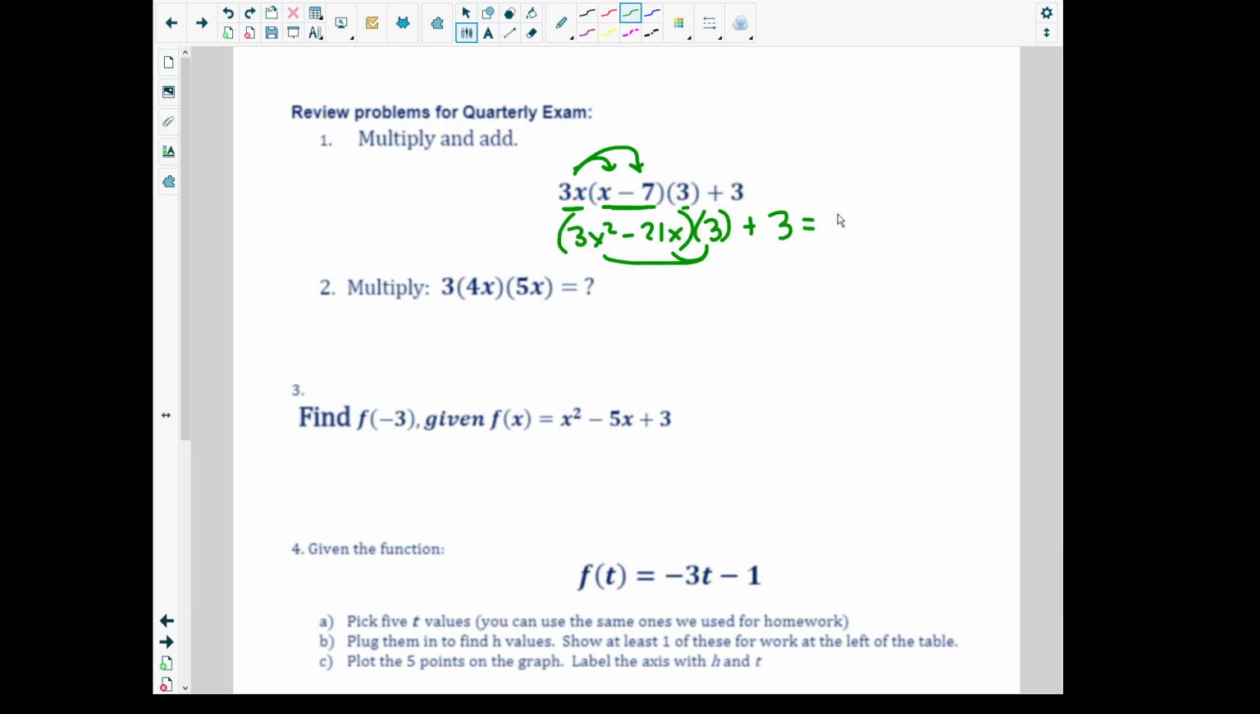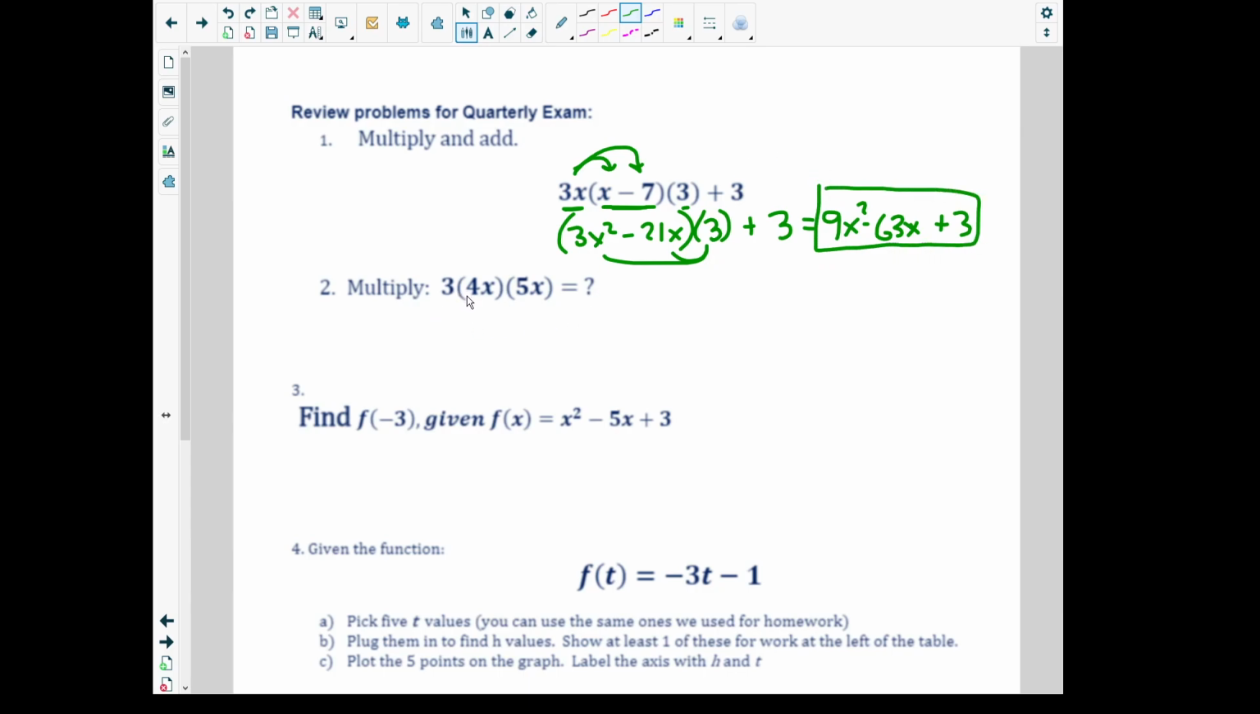So finally, that equals 9x squared minus 30, I'm sorry, not 30, minus 63x. I dropped the parentheses now, plus 3. Why did I drop the parentheses? Because multiplication is finally finished. Now, none of these are like terms, so that is the final answer. And we're good to go.